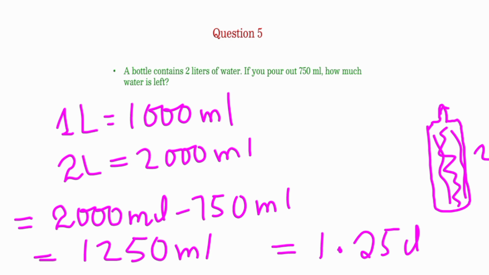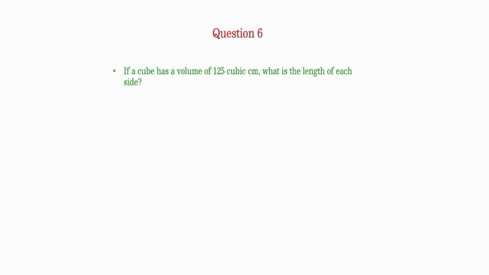Now let's just move on to the next question. Question number 6. If a cube has a volume of 125 cubic centimeters, what is the length of each side? We know that its volume is 125 cubic centimeters. What is the length of each side?